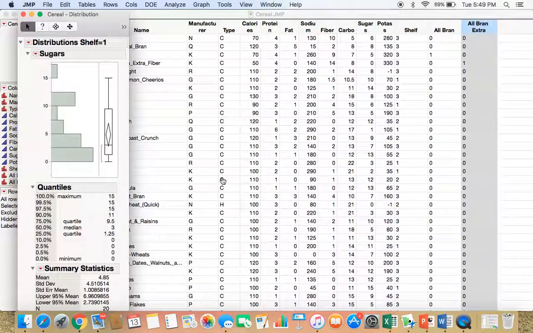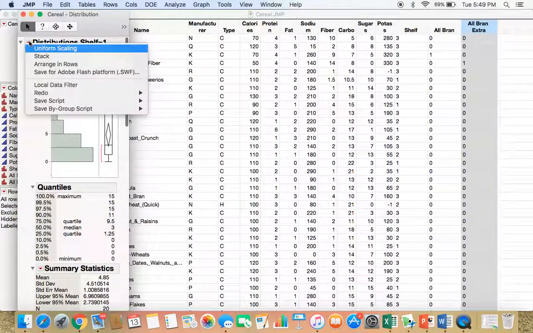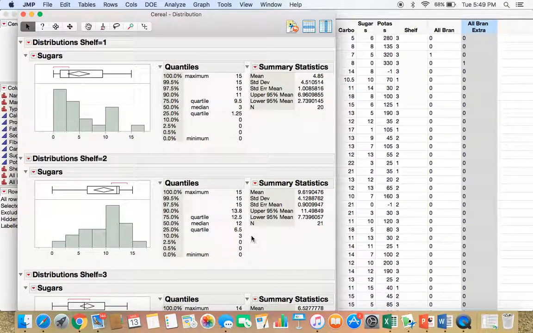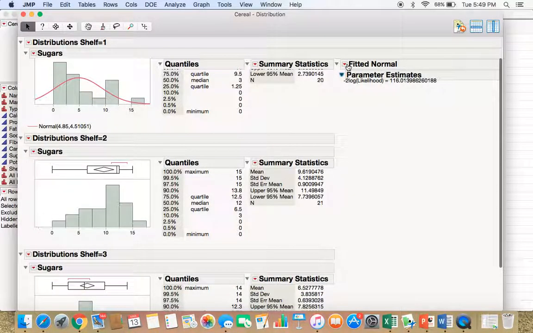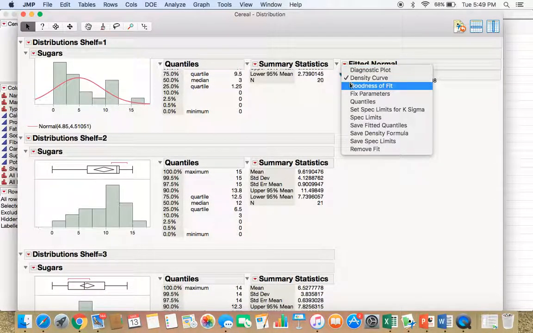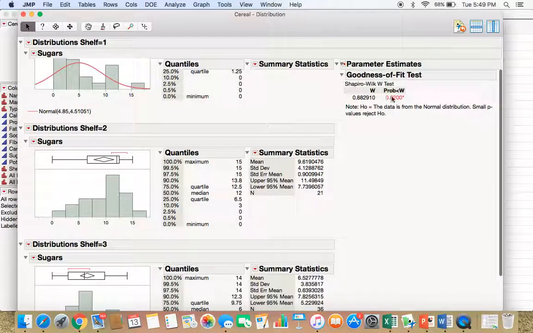We press OK. Instead of scrolling down for all of them, it would be easier if you just stack it. So you go to hotspot, stack. Now we can see input histograms and summary statistics for sugars in shelf 1, shelf 2, and shelf 3. In order to find the p-value for the test of normality, we go to our hotspot under sugars, continuous fit, normal, and then go to our new fitted normal hotspot, goodness of fit, and we are given our p-value, which is 0.02, and we want to repeat this for each level.